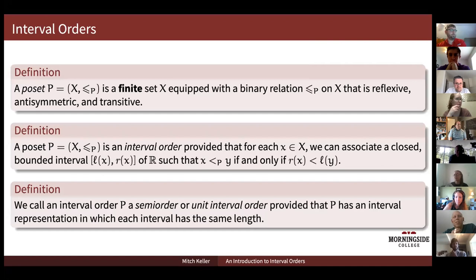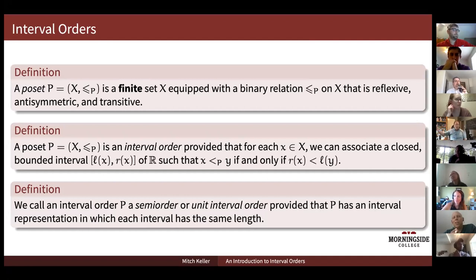Can I jump in? I guess maybe you're going to do an example now, but you've got a poset, and you have a set of, so you're starting from the poset, and you're associating intervals to each of the bits of the poset? So that's the way the definition works.